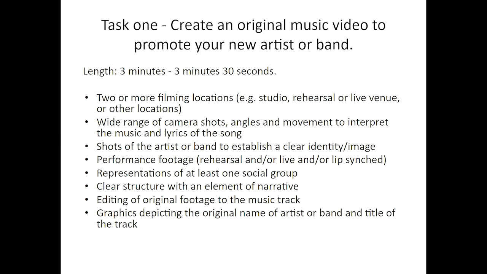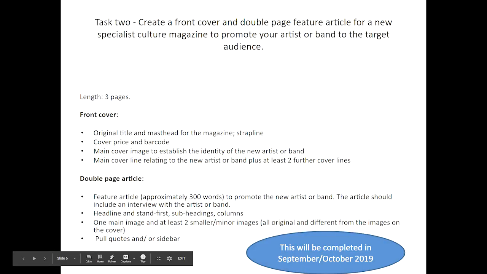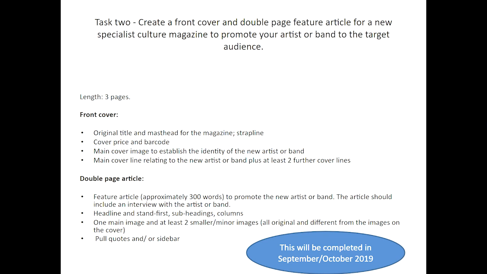Right, so that's the music video. That's everything for the music video. And as you can see, although there are some restrictions, you can pretty much do whatever you like. For the second task, now this is the magazine. I'm only going to go over this in a little bit of detail because you're going to be doing this much later. Okay, but you need to do 3 pages. You need to do a front cover and a double page spread. The title, masthead, strap line, everything that we've done for Adbusters and for Woman magazine, you need to include in this magazine. Okay, it needs to look like a magazine.